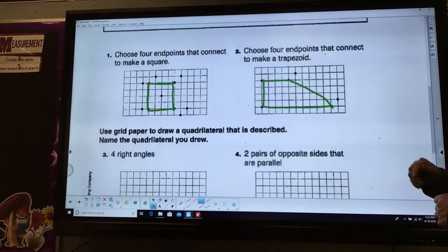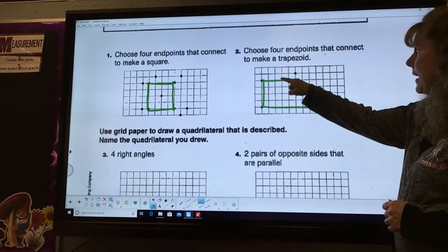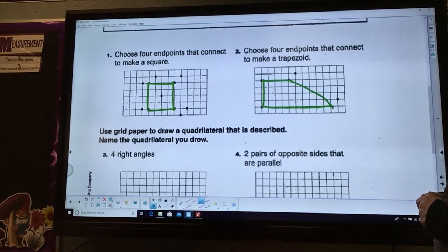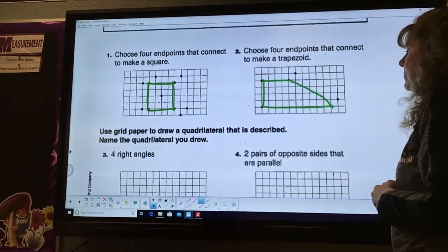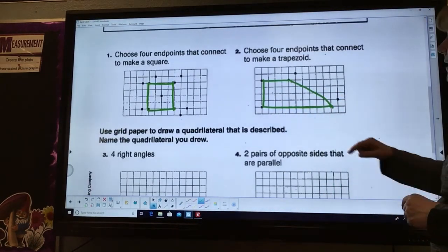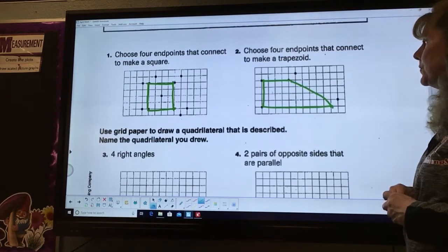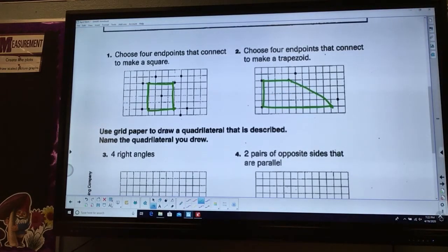Now, here is my 1 set of parallel lines. These 2 sets are not parallel, are they? It does have a couple right angles, but it's not 4, so we know it can't be anything else.